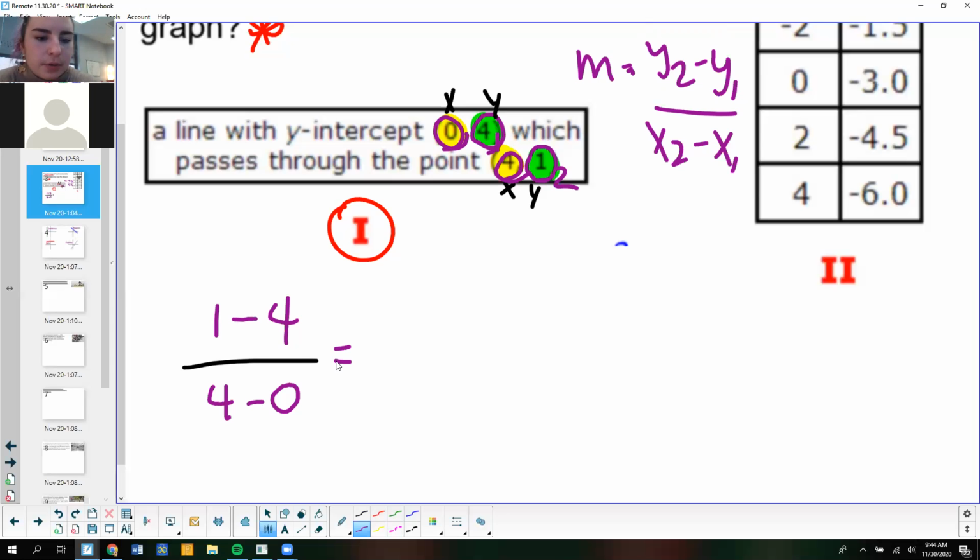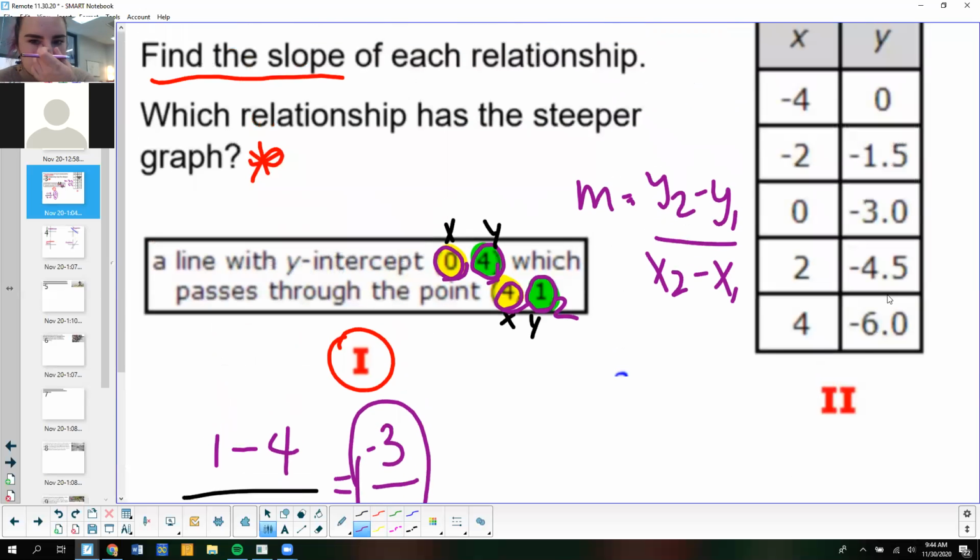All right, so I see Keisha put in an answer, -3/4. So 1 minus 4 is going to give us a -3. 4 minus 0 gives us 4. So our slope for that one is going to be -3/4, which is awesome. So good job, Keisha, and anybody else who got -3/4. This next one, we're going to do the same thing.